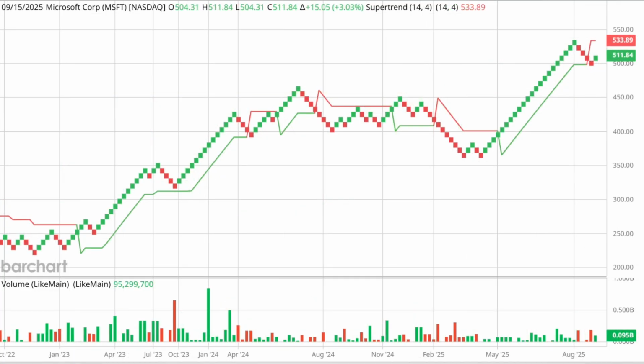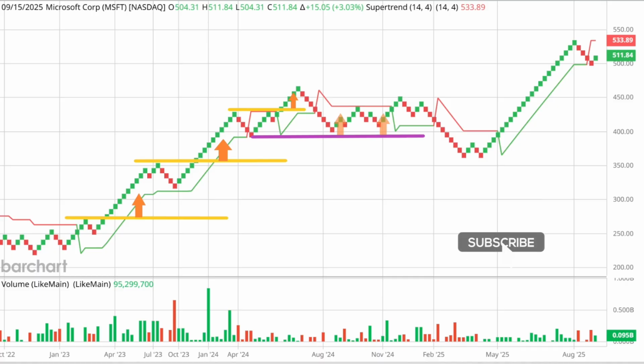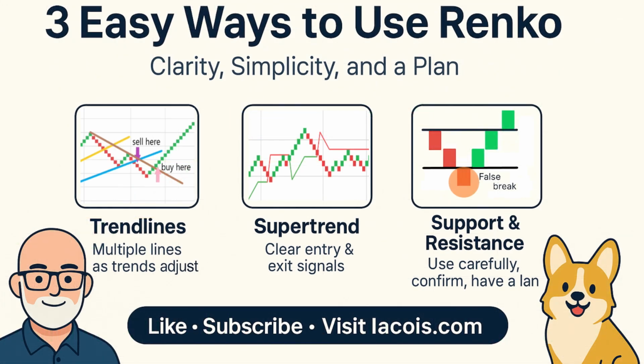So, there you have it, 3 simple ways to use Renko without overcomplicating things. Trendlines, where you may have more than one as the market corrects but the bigger trend stays intact. Supertrend, for clear and simple entry and exit signals. Support and resistance, which can be powerful, but must be used carefully, with confirmation. And remember, when things don't go as planned, you need a backup strategy, whether that's dollar cost averaging, setting a stop loss, or another risk management approach. Renko is all about clarity, simplicity, and confidence, but clarity works best when paired with a plan.